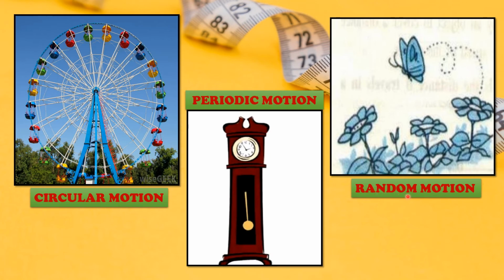Next motion is random motion. In such motion, there is no fixed type of movement in the moving object. For example, observe an ant or a moving butterfly. They follow a combination of all the motions. So that type of motion is called random motion.